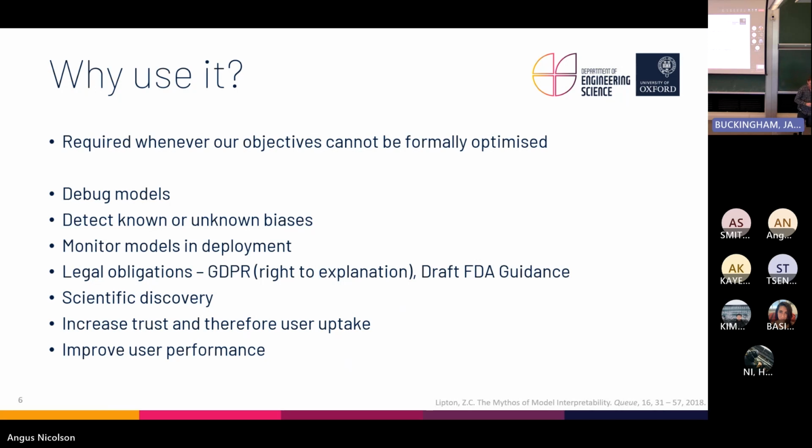Debugging we've talked about, finding biases we've talked about. Then monitoring models and trying to see when they're not doing what they're meant to be doing anymore, because you can see if the explanations are changing as well as the predictions. Legal obligations, I think, is an interesting one. GDPR has this right to explanation. When a decision is made about you by an automated system, GDPR requires that there's a right to an explanation. They should be able to explain why that decision was made.